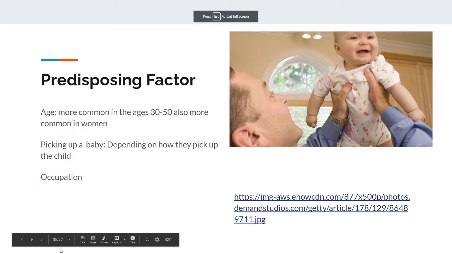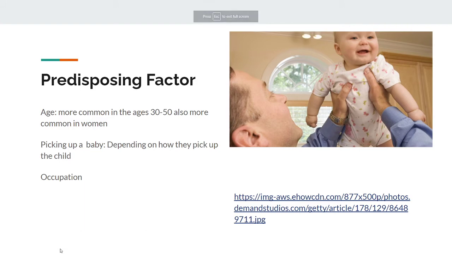Predisposing factors are age, which is more common in the ages of 30 through 50. Picking up a baby could cause this, depending on how they pick up the child, like in the picture, where a lot of the disease is caused by picking up a child, just how you're putting most of the stress on the wrist. And also occupation.